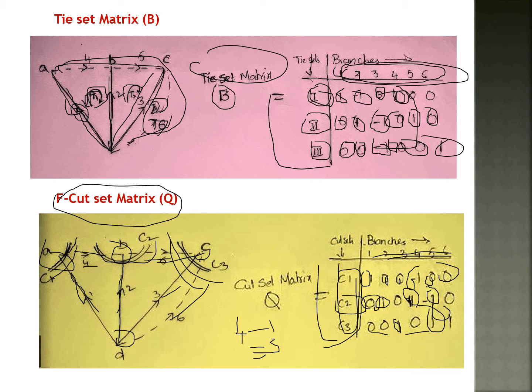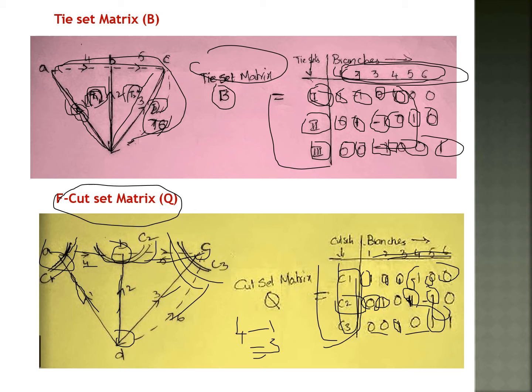that is T1. These complete lines are represented with the tree diagram, and the dotted lines represent the co-tree diagram. Branches of a co-tree are called chords, and branches of a tree are called links. Here I am taking the tie-set matrix, which is represented with B.